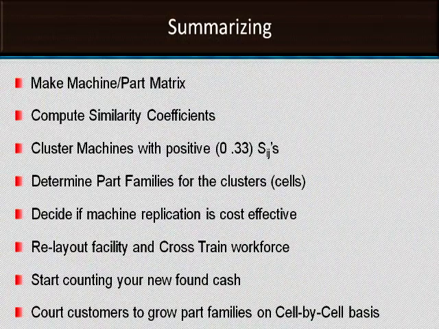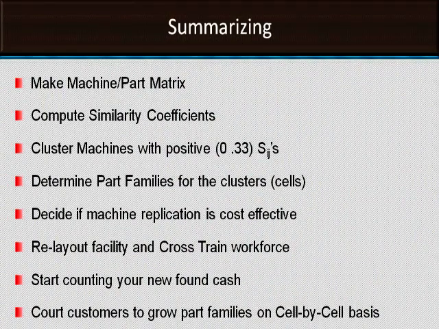So summarizing this, we have to calculate similarity quotients between the machines. Once you have a part machine incidence matrix, cluster machines based upon the similarity quotients and determine the parts that are required for these machines, which we call a part family. Decide if machine replication is cost effective in case of bottleneck, re-layout the facility and cross train the workforce. If you do like this, the manufacturing cell concept can be introduced.